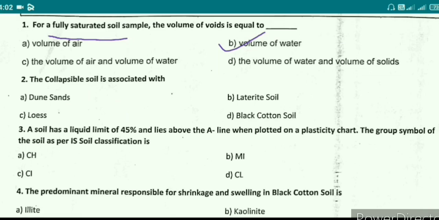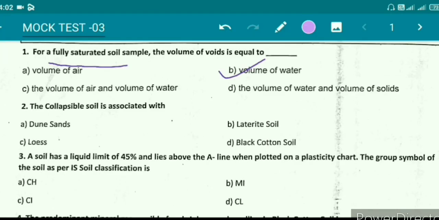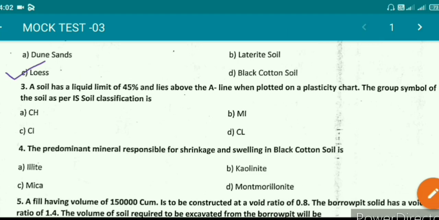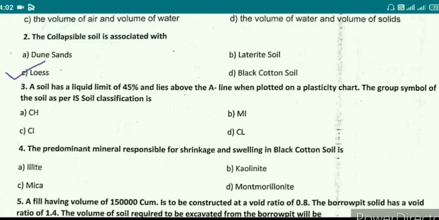Next question is, the collapsible soil is associated with dune sand, laterite soil, loess, black cotton soil. So the right answer for this question is option C, loess.